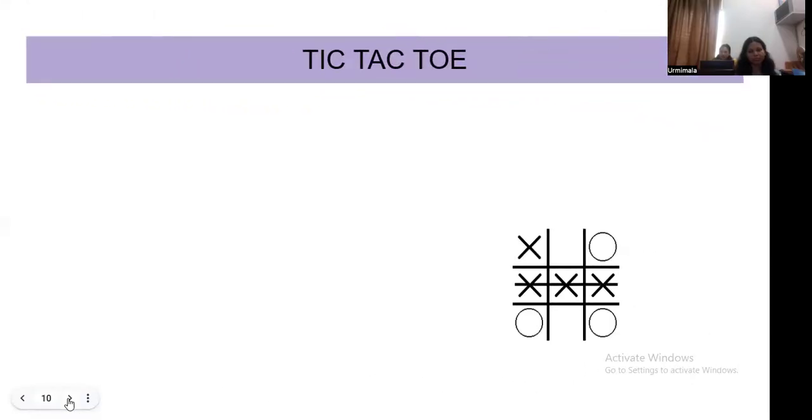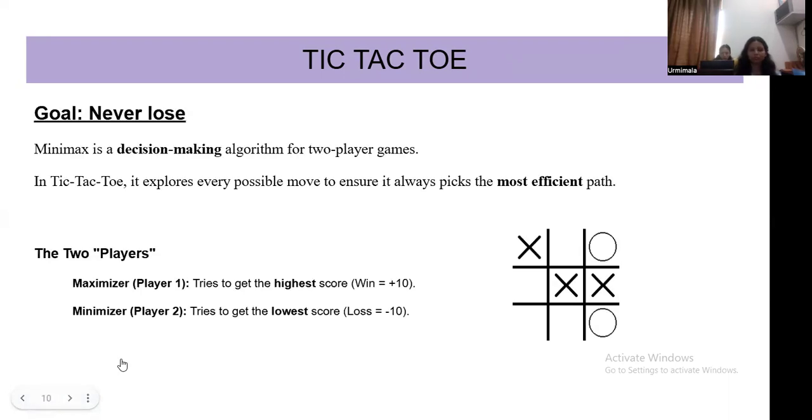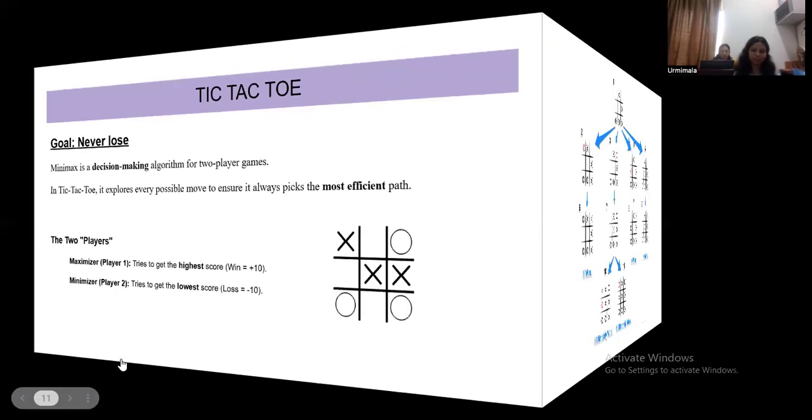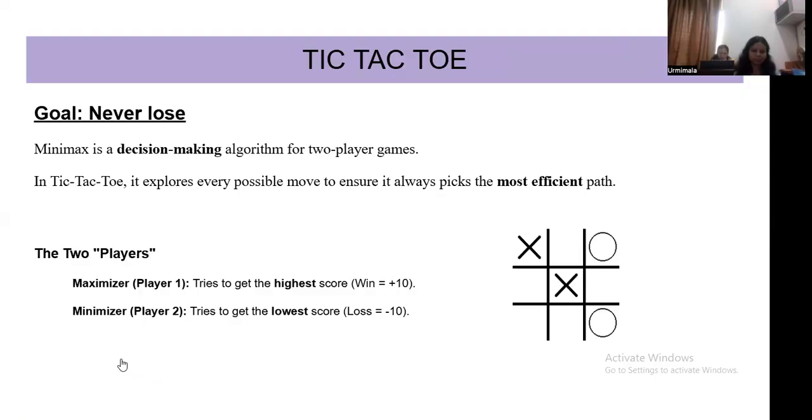Here is an example of the minimax procedure, the tic-tac-toe. Now, if you see this slide here, we can see the gameplay, sorry, the game that is going on. If you see, the X wins. The goal is never lose.